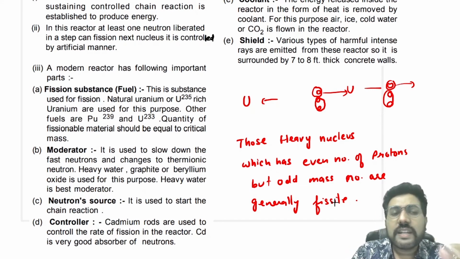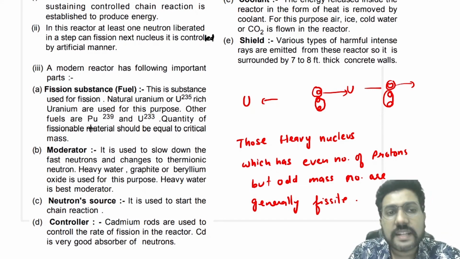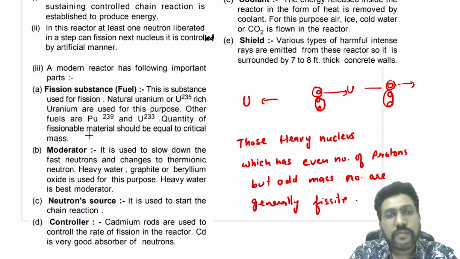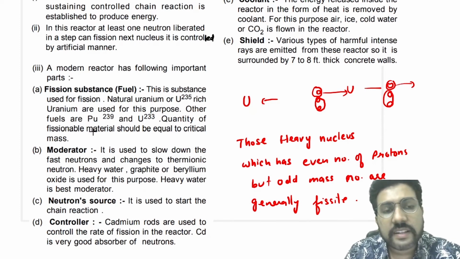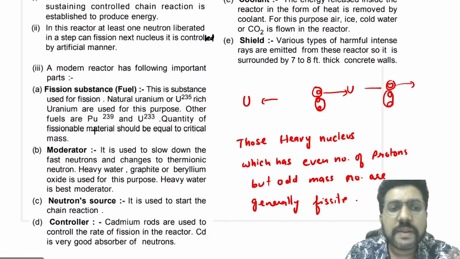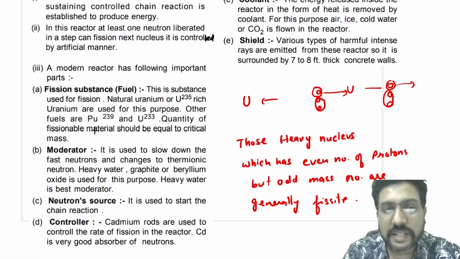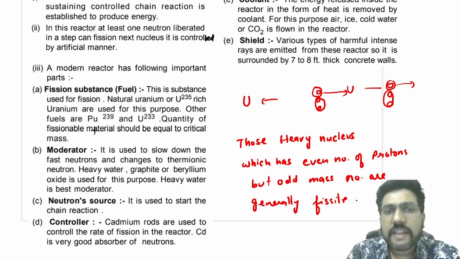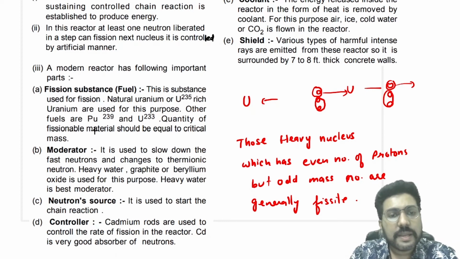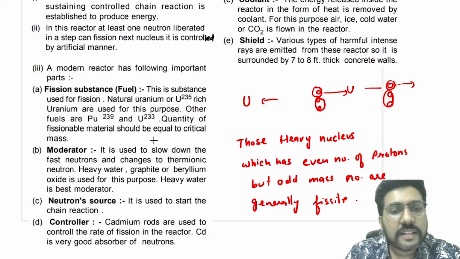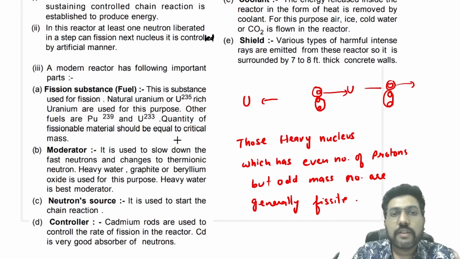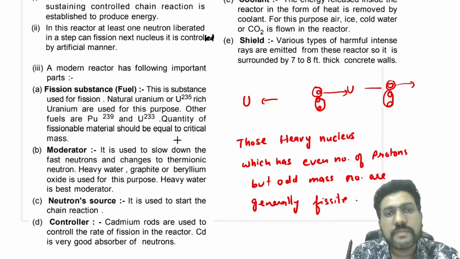So we need the fission substance, that is fuel. The first thing in a modern day reactor is the fuel or the fission substance, and mostly it is uranium-235, but it can be plutonium-239 and uranium-233. In India, we mostly use plutonium and thorium in our nuclear reactors. The quantity of fissionable material should be equal to the critical mass. Now we know what the critical mass is: for a uranium sample, it is 10 kg. So the quantity that we have to use is equal to the critical mass.